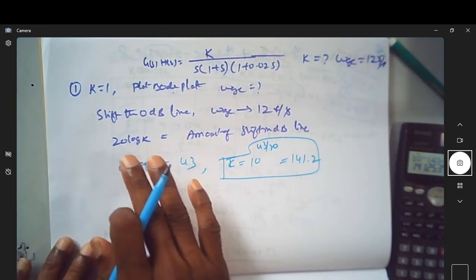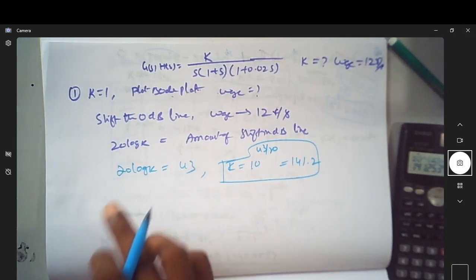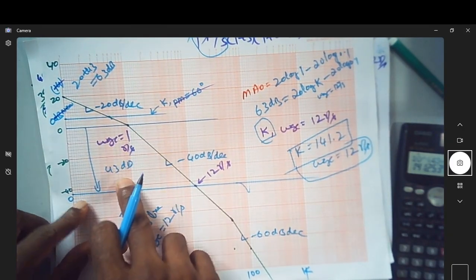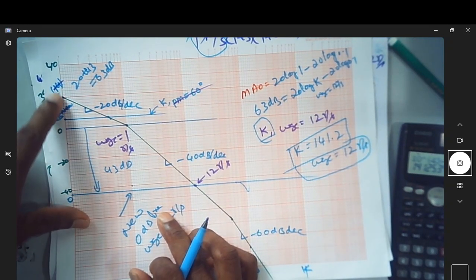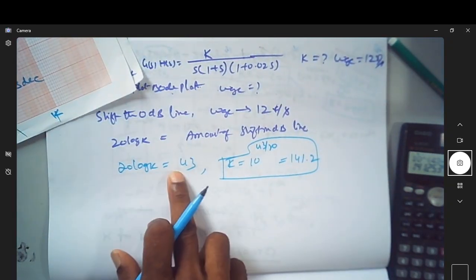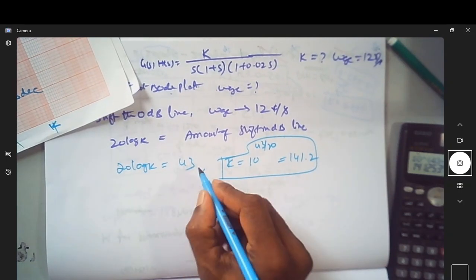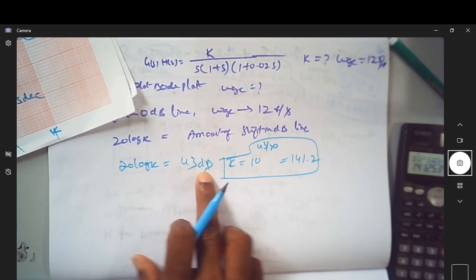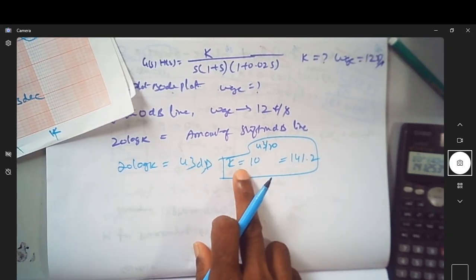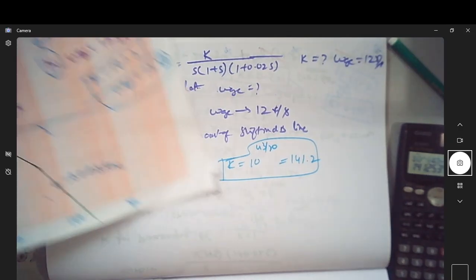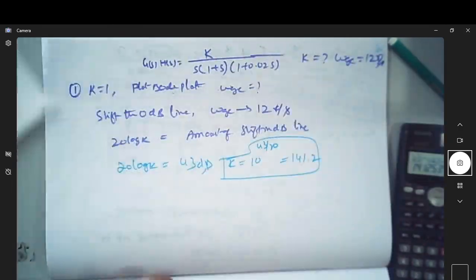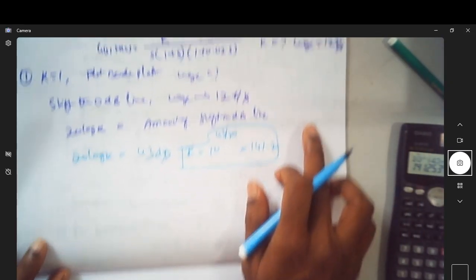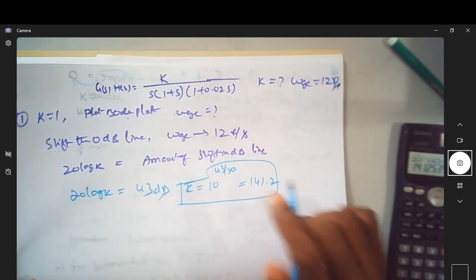So I did use this equation also, which is 100% correct. So 20 log k is nothing but the amount of shift that you have done. If you are shifting it down, does this increase? That's why 20 log k is equal to 43 dB. Then if you know 20 log k is equal to 43 dB, how do you find the value of k? It is 10 to the power of 43 by 20, which is 140. So this way you can find the value of k for a given omega gc, given gain crossover frequency.